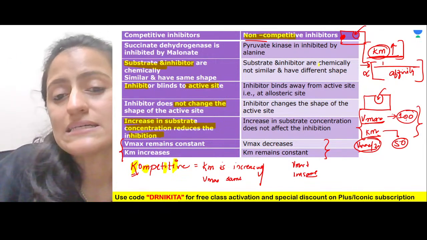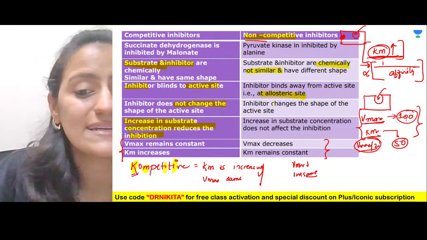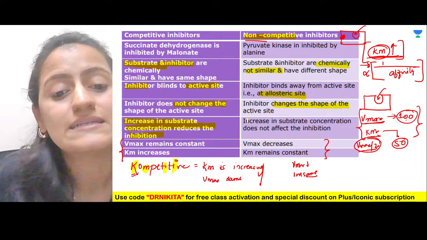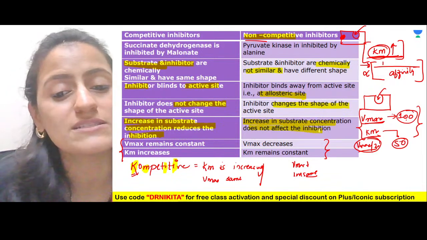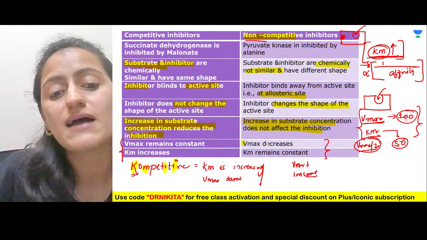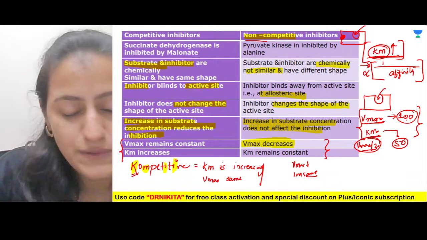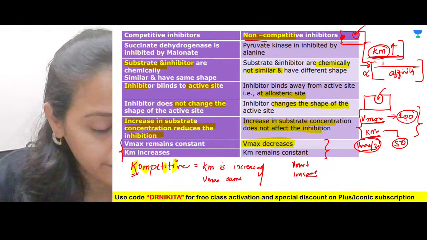Non-competitive inhibition: these are chemically not similar. The inhibitor binds at the allosteric site. It changes the shape of the active site. Even if you increase the substrate concentration, the inhibition will not be gone, because the Vmax decreases, right? The Vmax decreases. And I will come to this example as well later on, competitive and non-competitive, okay?